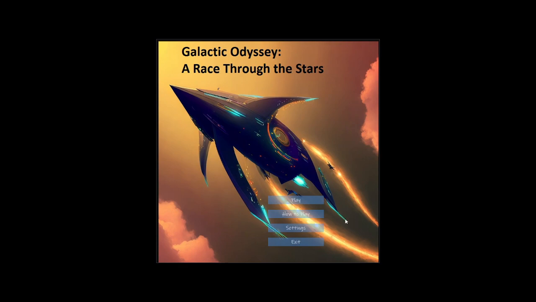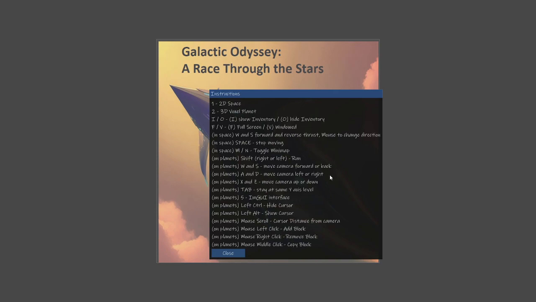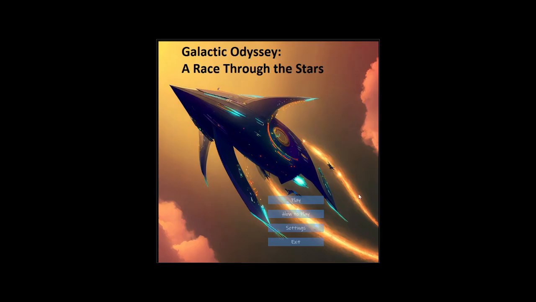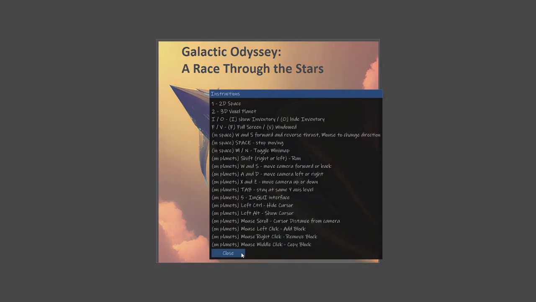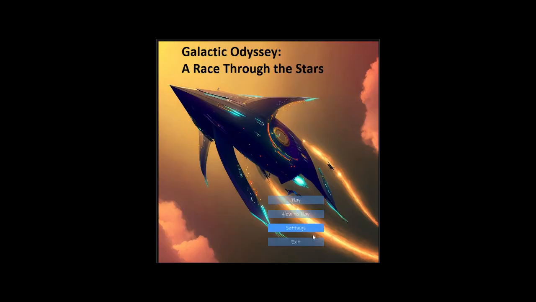There's more. If you click how to play, it shows you how to play the game. So far, this needs work, of course, but it's on a separate menu. We're also going to do settings. That doesn't work yet. Exit doesn't work yet, and play doesn't work yet. But it's a start, how to play. You know, we got the instructions.